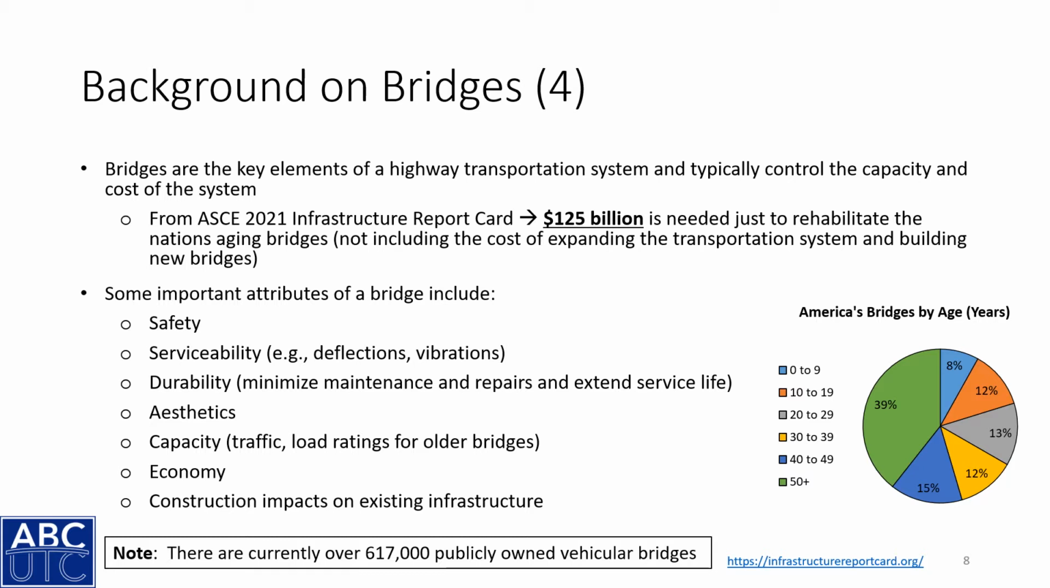The next background slide here has some key statistics about why ABC is important. Some of those reasons are based on the total number of bridges in our inventory. So there are over 617,000 publicly owned vehicular bridges in the US. The age of those bridges, a large chunk here, almost 40% being 50 years or older, and the cost, 125 billion needed just to rehabilitate the nation's aging bridges. You can see some other information here, and the statistics here are taken from the ASCE 2021 infrastructure report card. So we give you a link to that there as well.